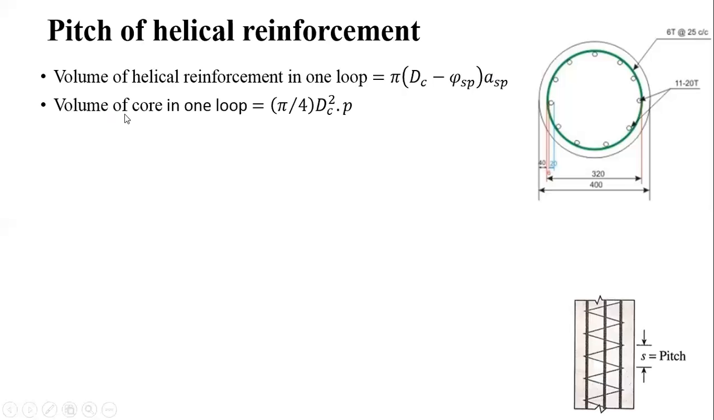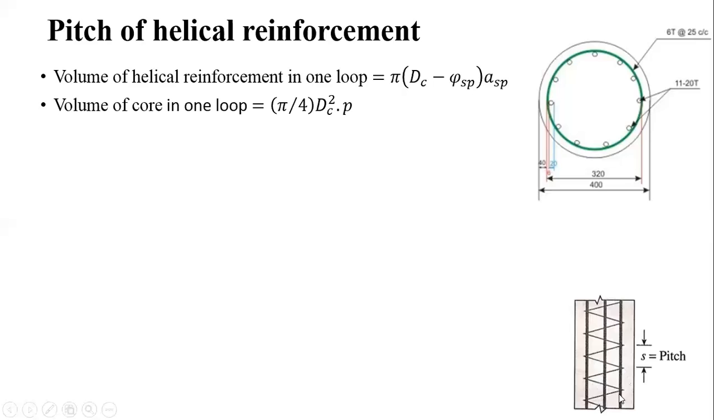Okay, now come to the volume of core in one loop. How much is the volume of core in one loop? That is equal to the area of core. Pi by 4 d square is the area of core from here to here. This is your area multiplied by pitch. Pitch is this one here in this diagram.